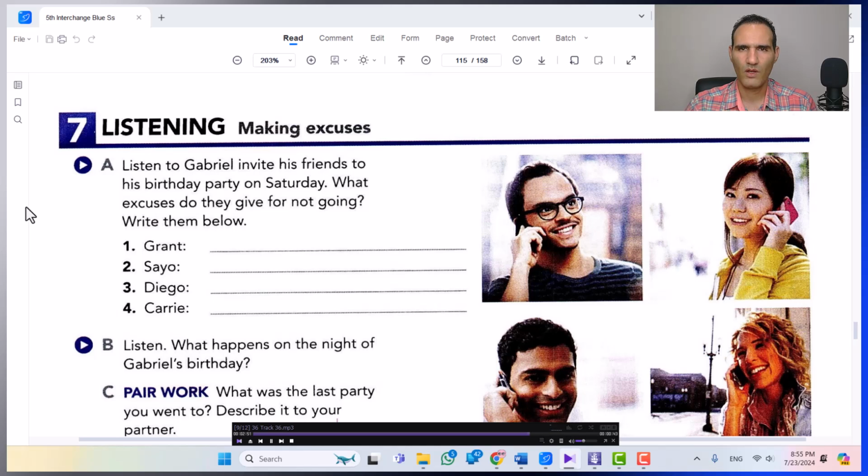Oh man, this Gabriel has got all the luck of the world. Diego is supposed to pick his dad up from the airport, and that's why he cannot make it either. This time, Gabriel is kind of upset, but he says that's okay. And the fourth one, Carrie, we hope she makes it.